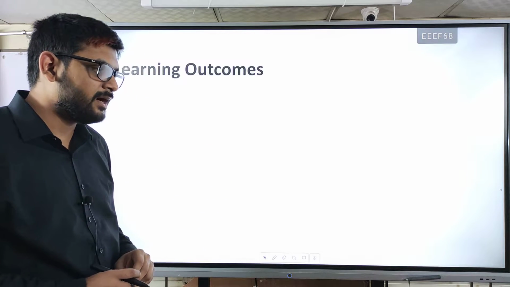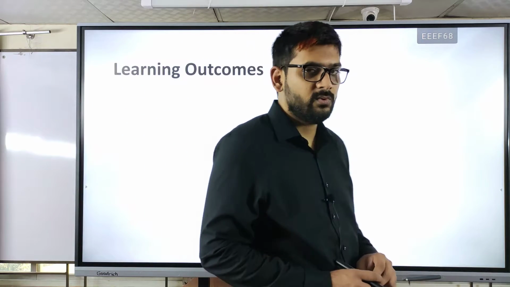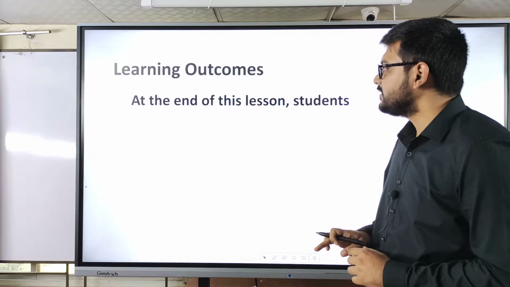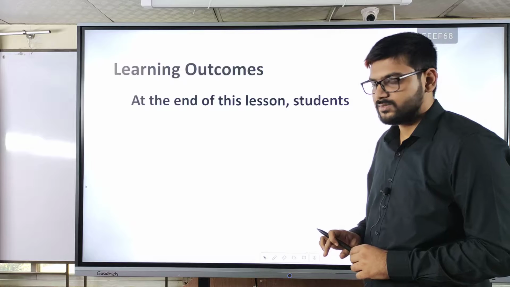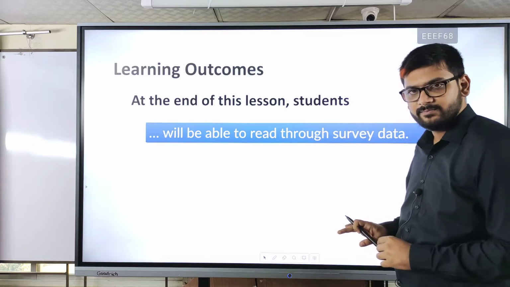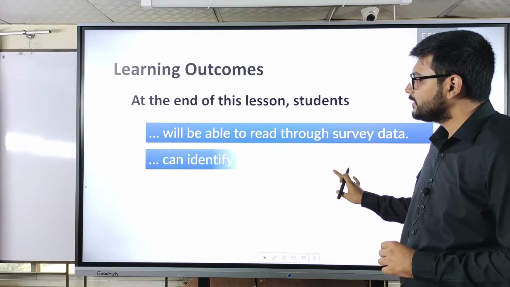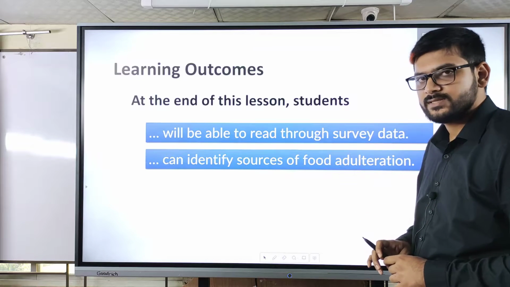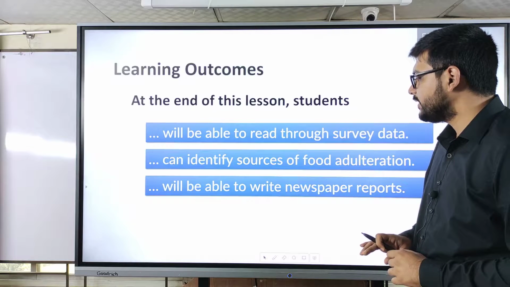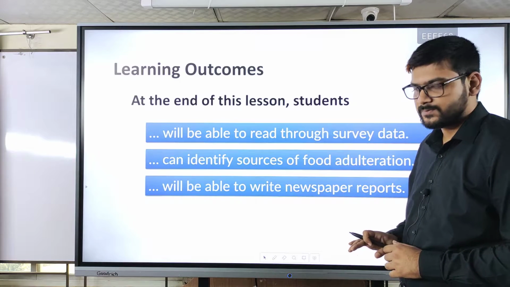What will we learn from this lesson? What is the learning outcome? At the end of the lesson, students will be able to read through survey data. The students can identify sources of food adulteration and will be able to write newspaper reports.